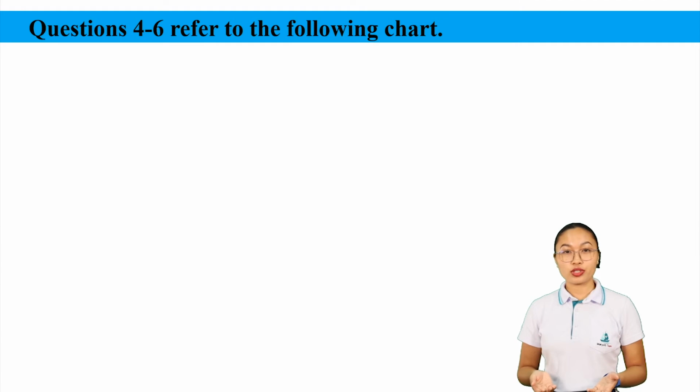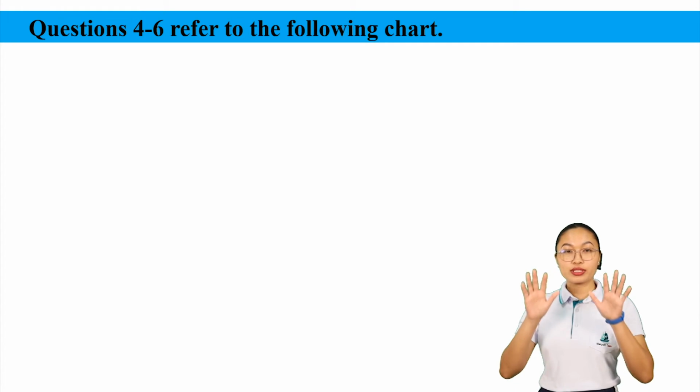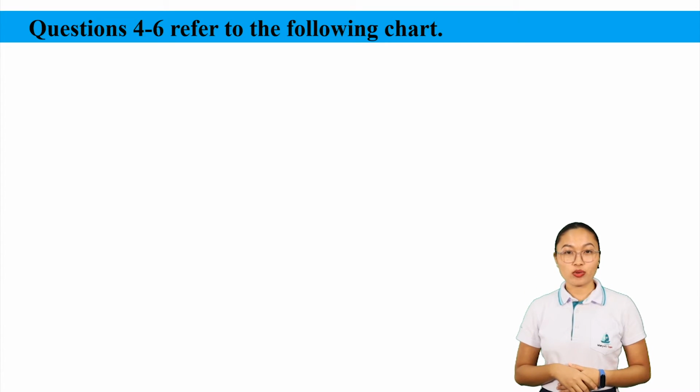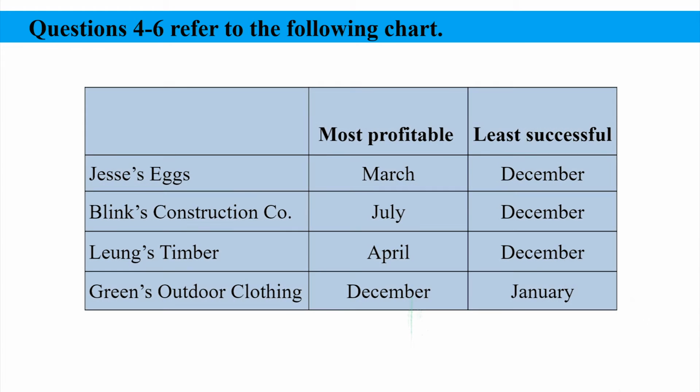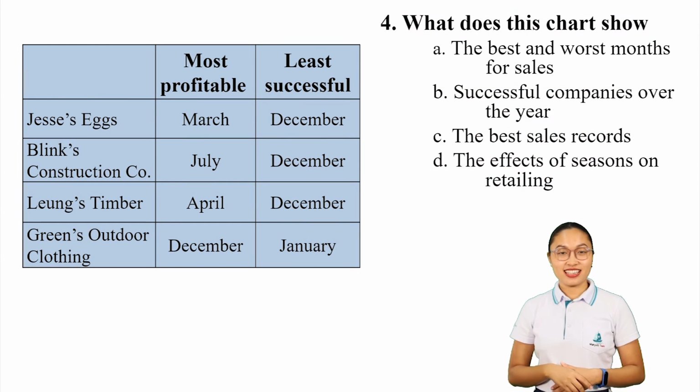For questions 4 to 6, refer to the following chart. Read the passage silently and, of course, as quickly as you can for 10 seconds, and let's answer the questions. You may also pause this video if you need more time to read. The time starts now. Time's up. Let's answer question number 4.